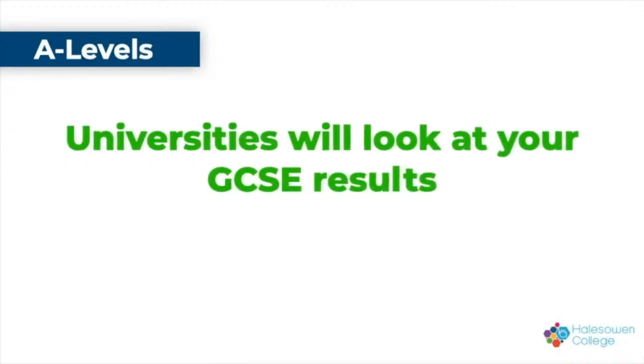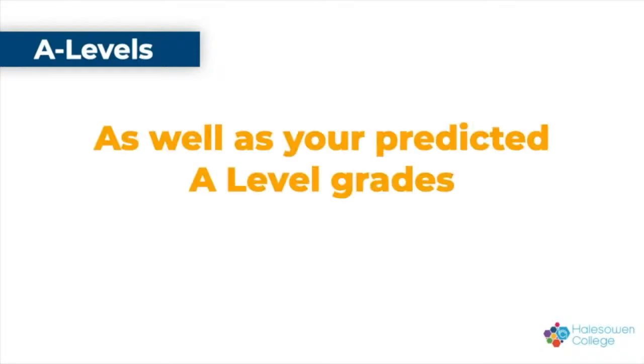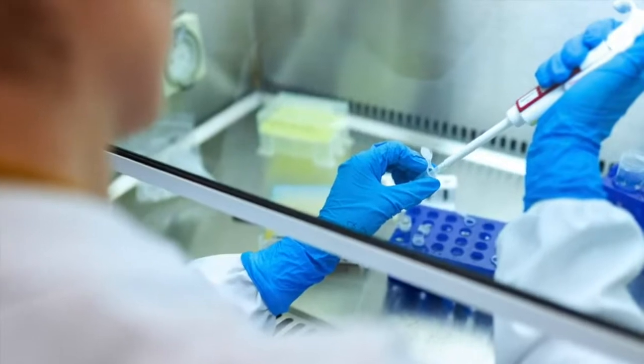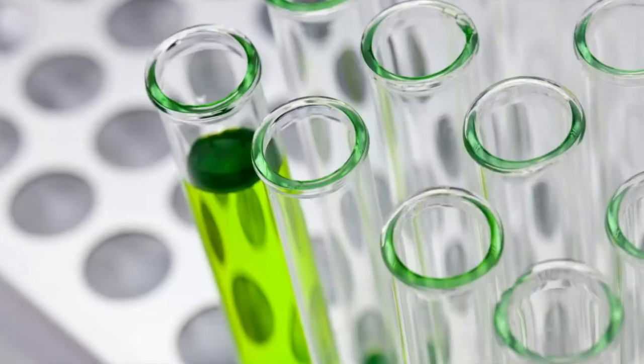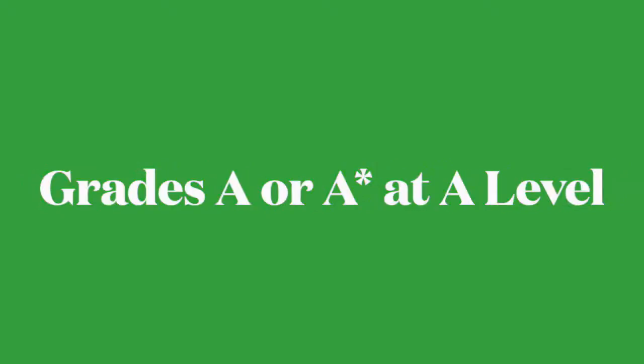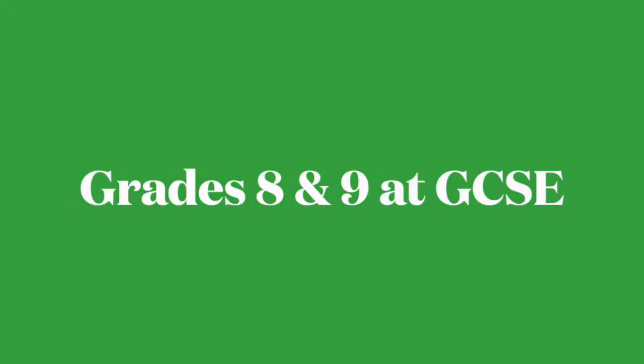For some of these courses, universities will also look at your GCSE results, as well as your predicted grades for A-level. For example, medicine is a very competitive course, so universities expect applicants to be predicted A's or A stars at A-level, as well as 8s and 9s at GCSEs.